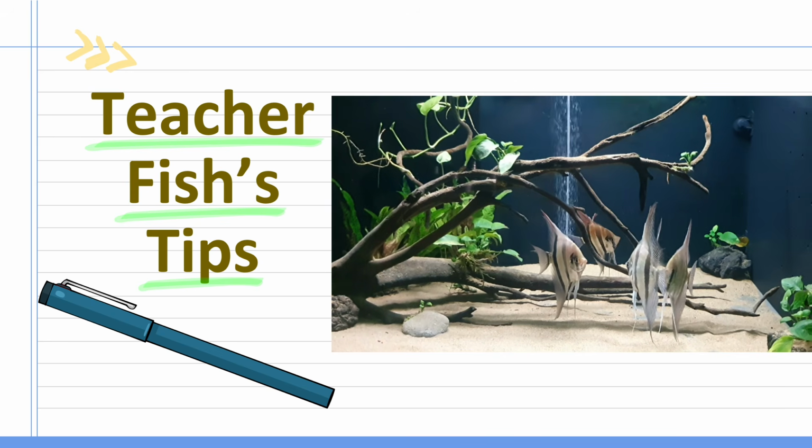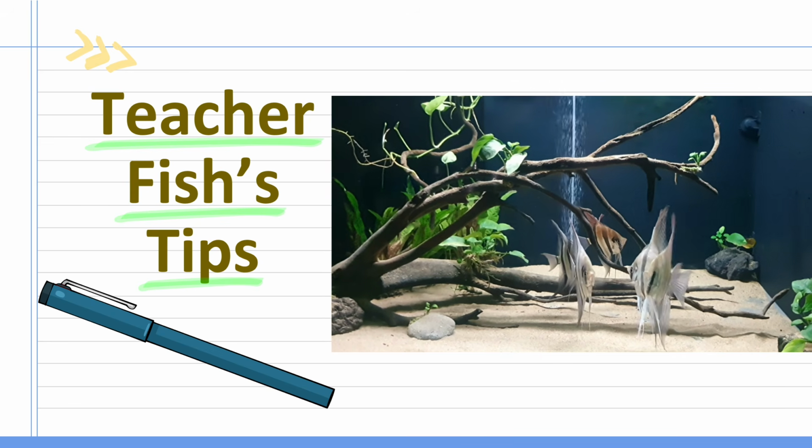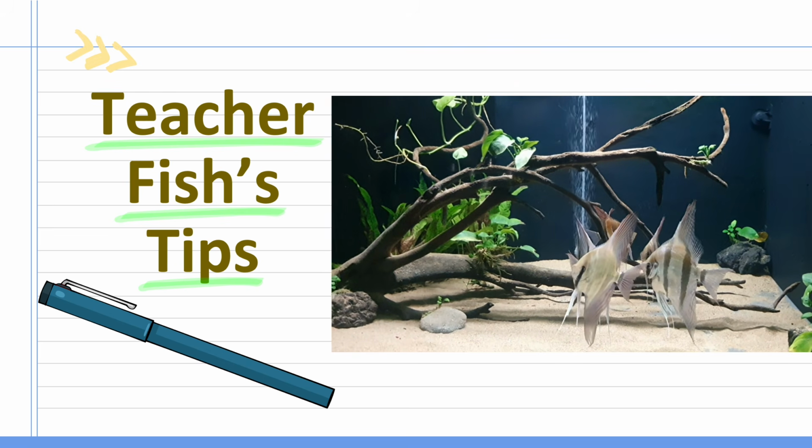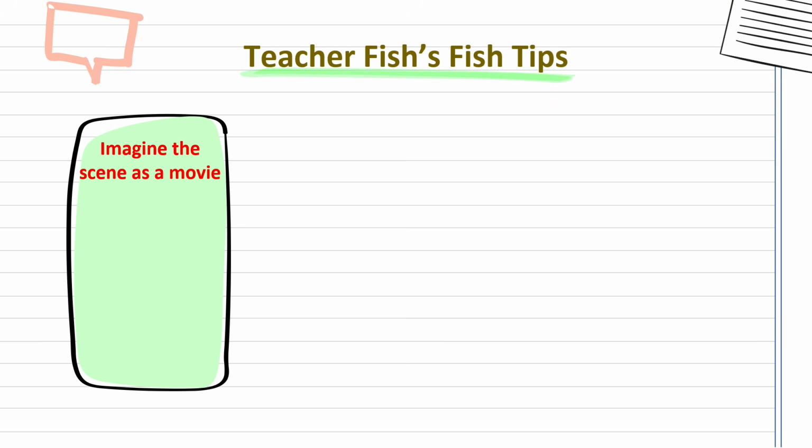Okay, oras na naman para sa ating fish tips. When analyzing literary texts through narrative techniques, first, imagine the scene as a movie. While reading, picture the scene like a movie. Ask yourself, what technique would a director use here? Flashback, suspense, stream of consciousness? This helps you visualize and connect the techniques to something familiar.